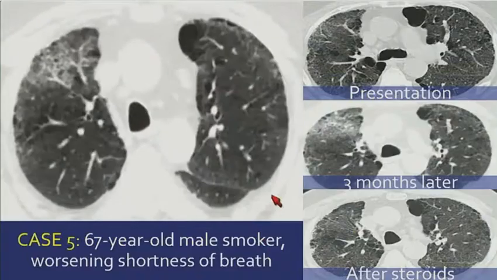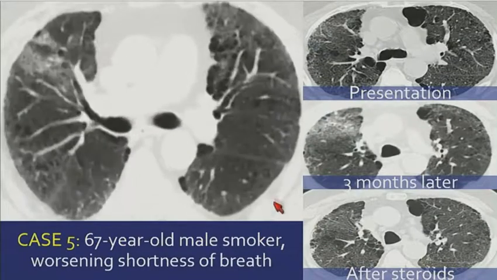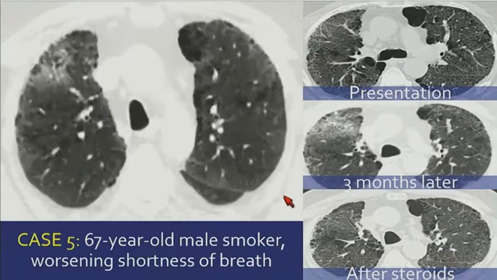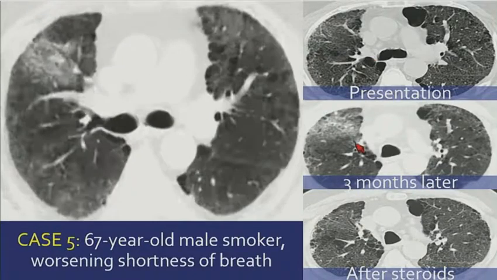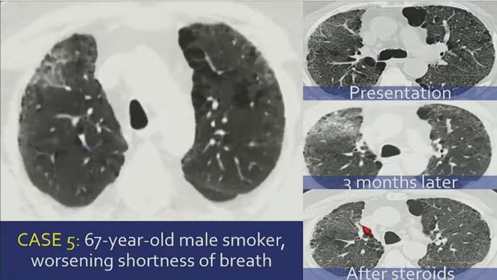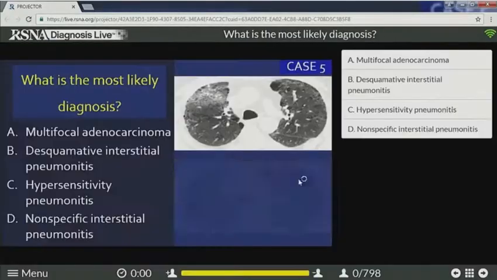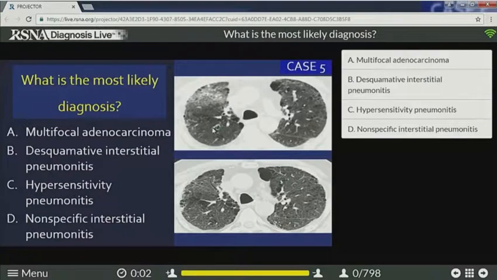All right, so let's launch into case 5. So this is a 67-year-old male smoker with worsening shortness of breath. Here's on presentation, 3 months later, and then after steroids here. And I'll give you the question here, and it'll give you more time to look at the case as well. Okay, so here you have on presentation, and then you have after steroids. So what's the most likely diagnosis? Is it multifocal adenocarcinoma? Is it desquamative interstitial pneumonitis, or DIP? Is it hypersensitivity pneumonitis, or is it nonspecific interstitial pneumonitis? So go ahead and vote here.